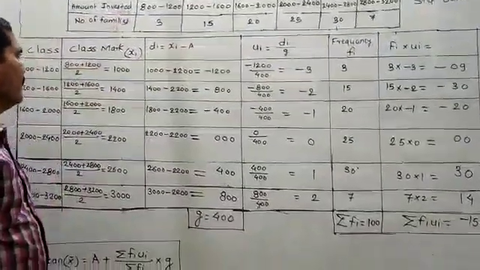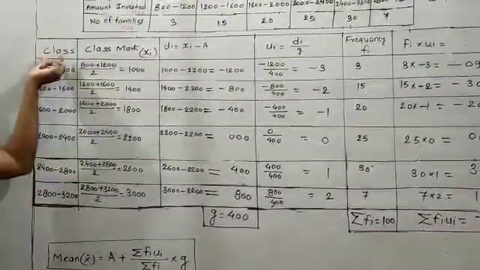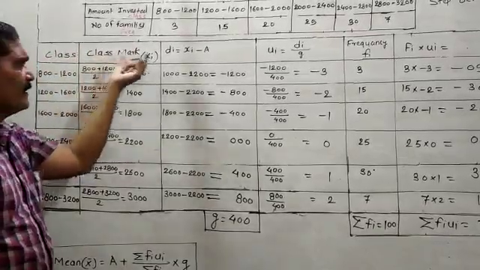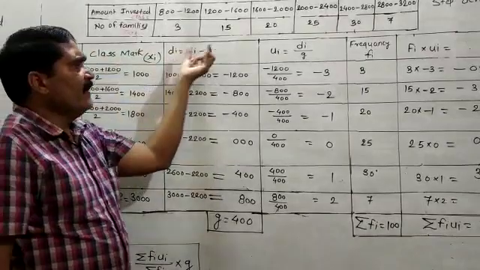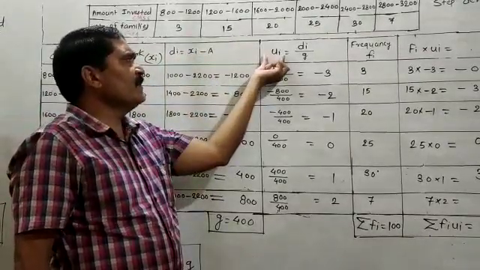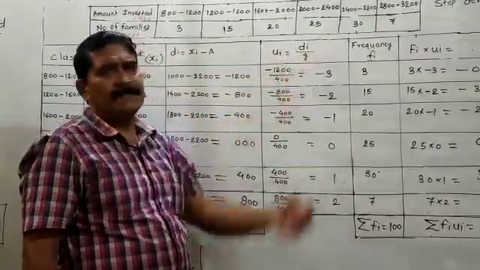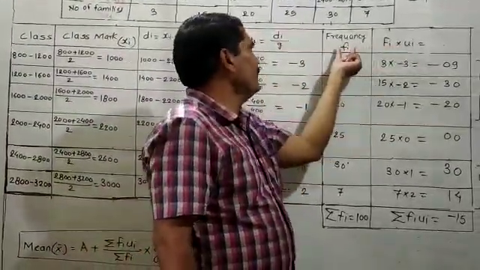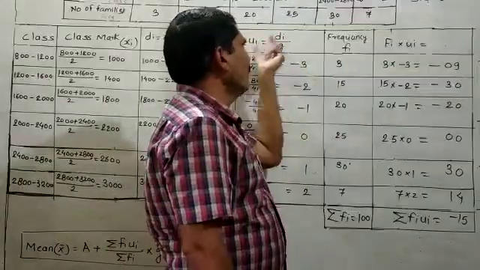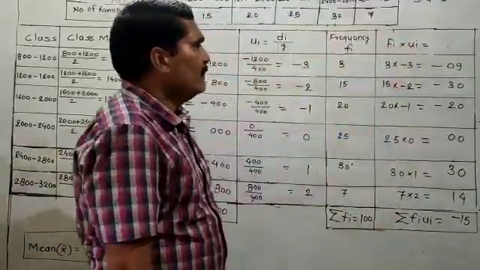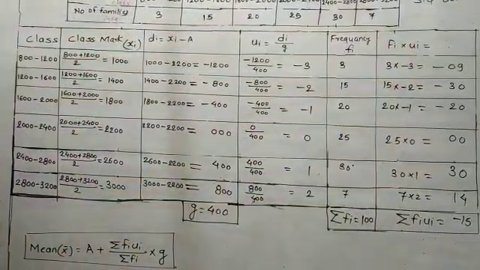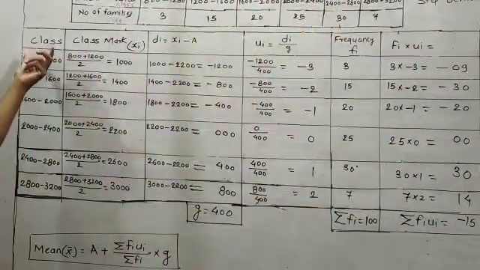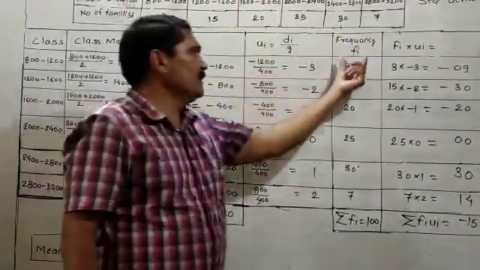In the step deviation method, you have to see which columns will come. This column is the class. This one is the class mark. This one is di. Then this one is the new column, called ui, where ui is equal to di upon G. And this one is the column of the frequency, and you have to do the product fi into ui here. These are the columns for the step deviation method. Then you have to write all the classes and all the frequencies here.